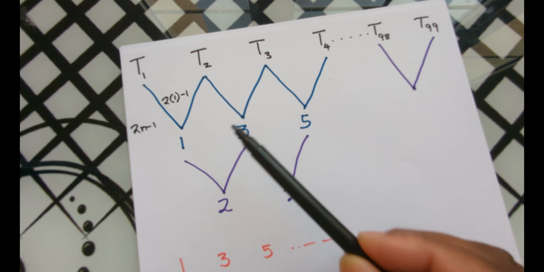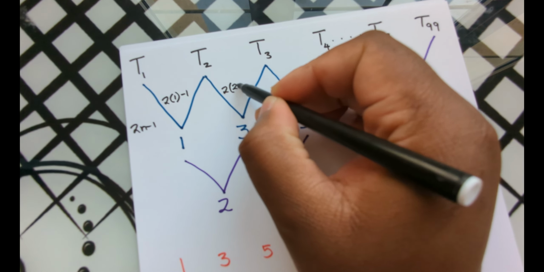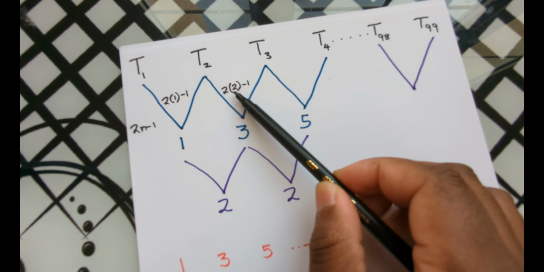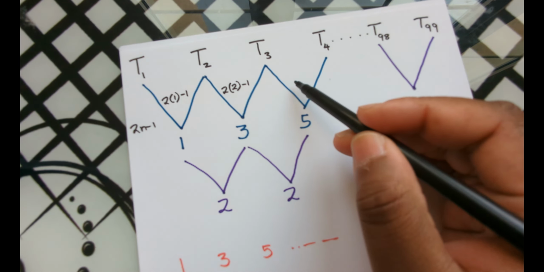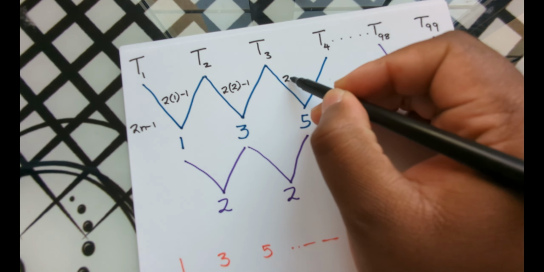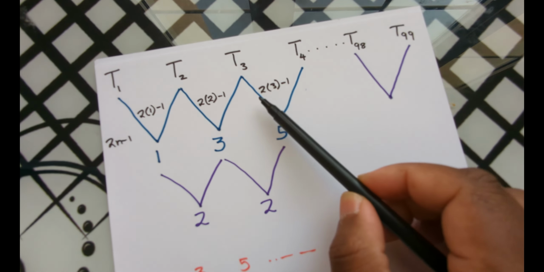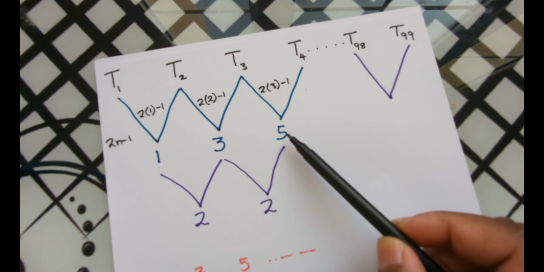How did we get this 3? 2 multiplied by 2 minus 1. So 2 multiplied by 2, that's 4, minus 1, this gave us 3. How did we get this 5? 2 multiplied by 3 minus 1. So 2 multiplied by 3, that's 6, minus 1, that gives you a 5.